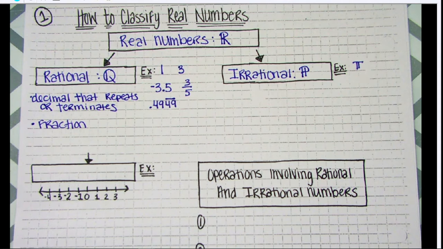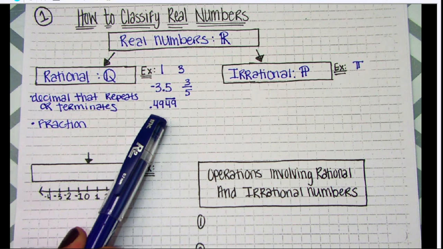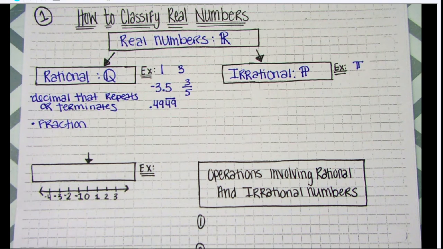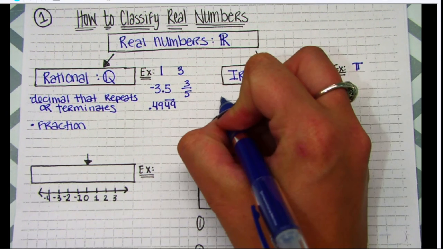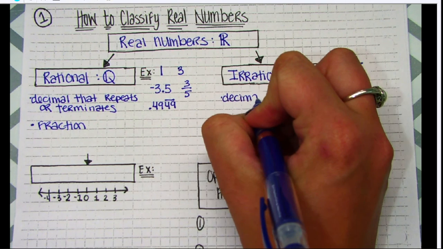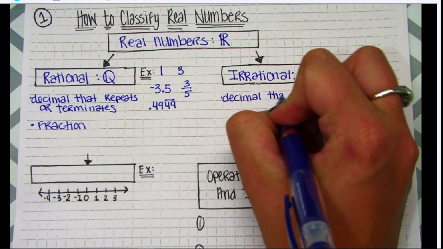How do I make it irrational? If it's just a run-on number, like if it's not repeating. You're right, it doesn't repeat. So the difference between rational and irrational: an irrational number is a decimal that never repeats, like pi.